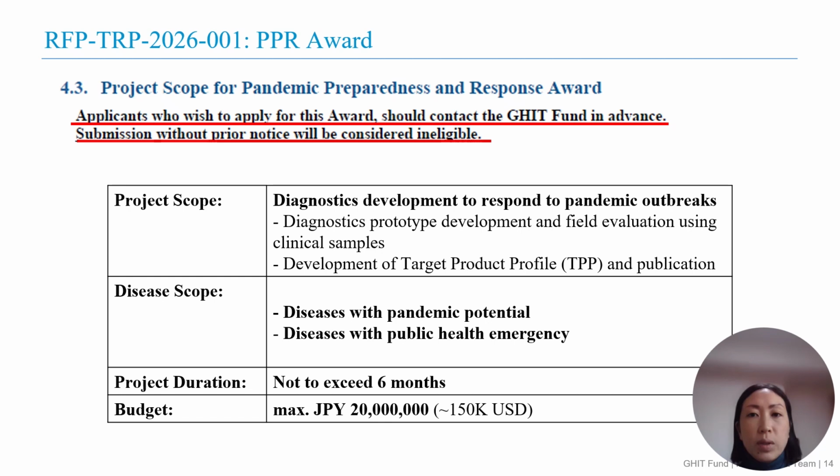The third TRP award type is the Pandemic Preparedness and Response Award, the PPR Award. This is a new award introduced in this RFP round. It focuses on the development of diagnostic prototypes and target product profiles, the TPPs, to respond to pandemic outbreaks. If you are considering applying for the PPR award, please note that you must contact the GHIT Fund in advance before submitting an application to make sure that your proposed projects will be eligible for this PPR award.